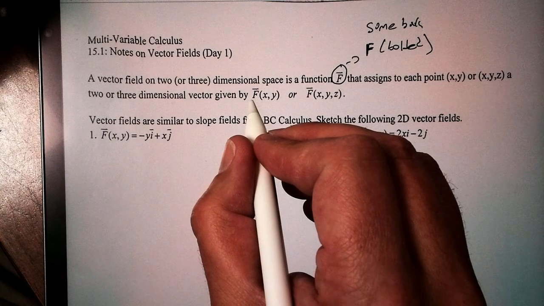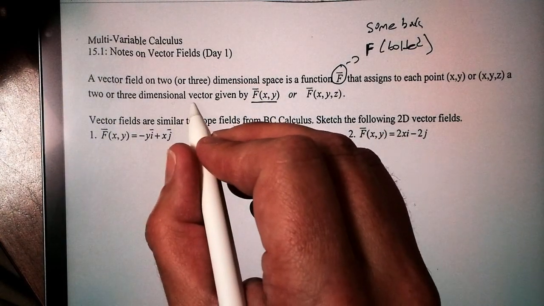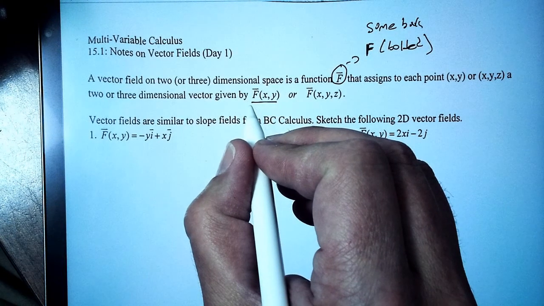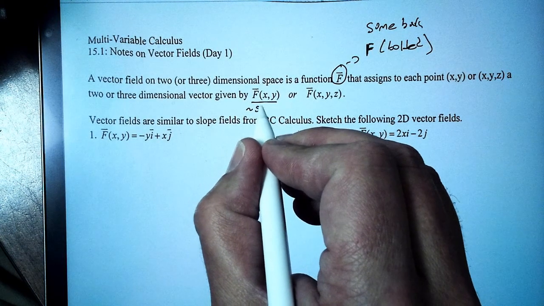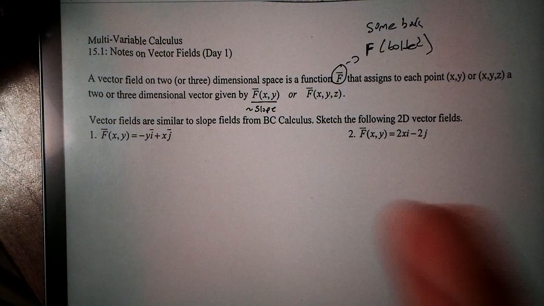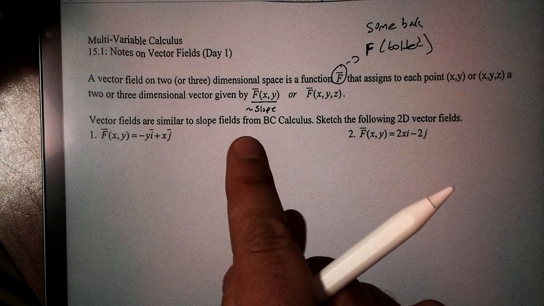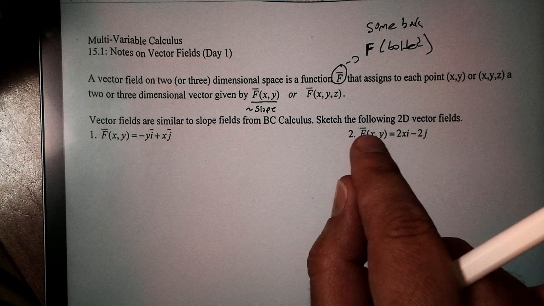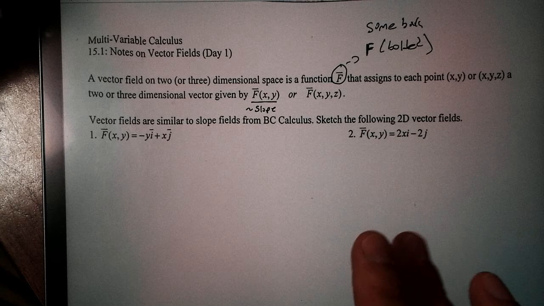Now you might be familiar in 2 dimensions, if this gives me a vector, we can think of this as similar to slope in 2 dimensions. And as we said, they are very similar to what we did last year in BC calculus. So let's go ahead and sketch some 2-dimensional vector fields.